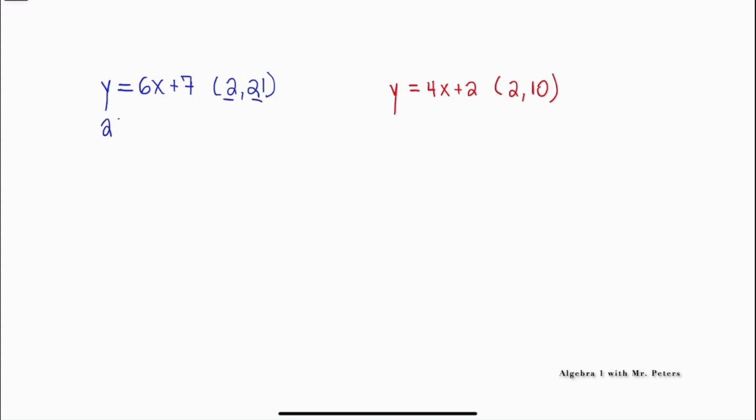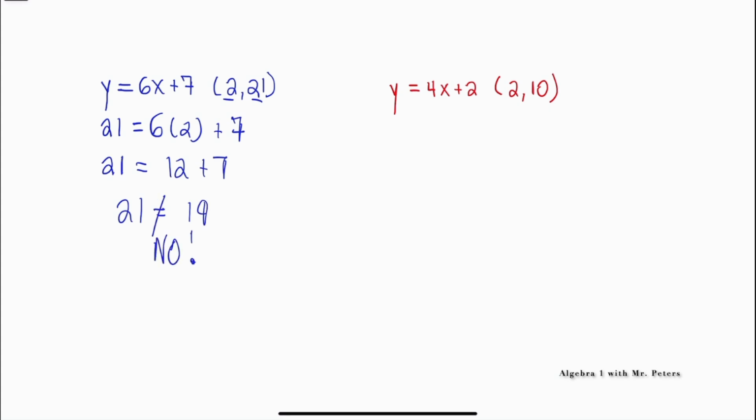So what they're saying is 21 is equal to 6 times 2 plus 7. When we simplify this, 21 is equal to 12 plus 7. So we're saying 21 is equal to 19. So no, the ordered pair (2, 21) is not a solution to the equation, and that point does not fall on the line.